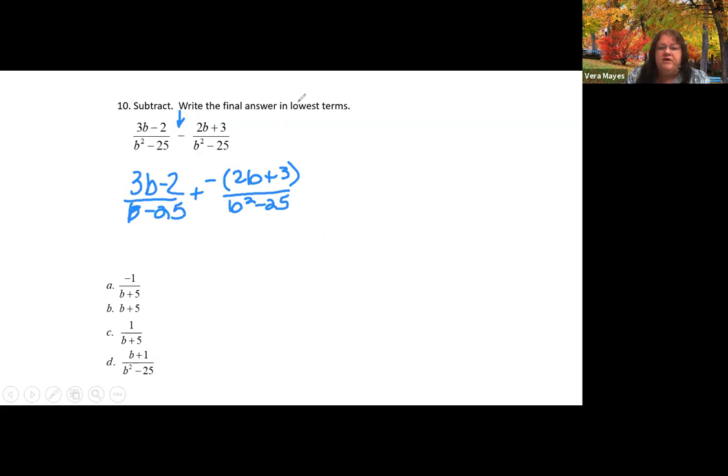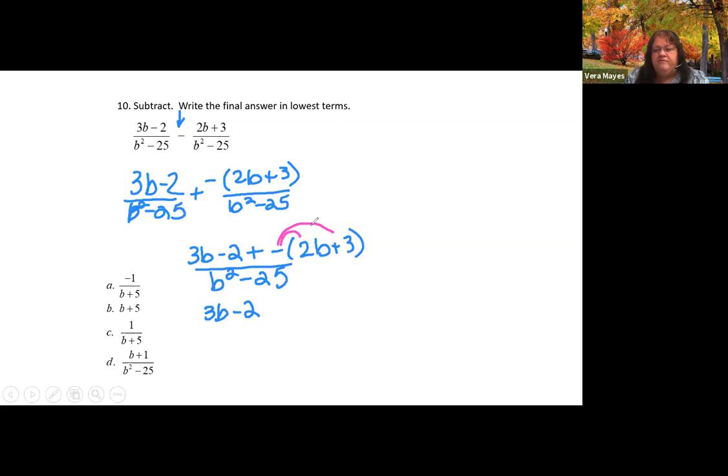Now, this is kind of a funny one because they gave us a common denominator. So I don't have to do too much yet. I may have to factor it to finish up my canceling, but the bottoms match. So I keep the bottoms and I just bring both sets of tops over. So here's the first one, plus negative times 2b plus 3. So I do need to go ahead and get rid of these parentheses that I had to create, distribute. So I get 3b minus 2. A negative times a 2b gives me a negative 2b. A negative times a 3 gives me a negative 3.